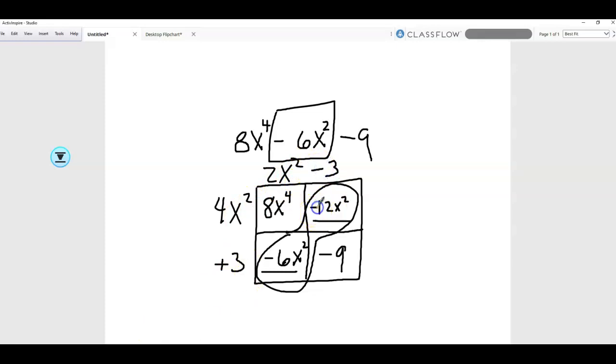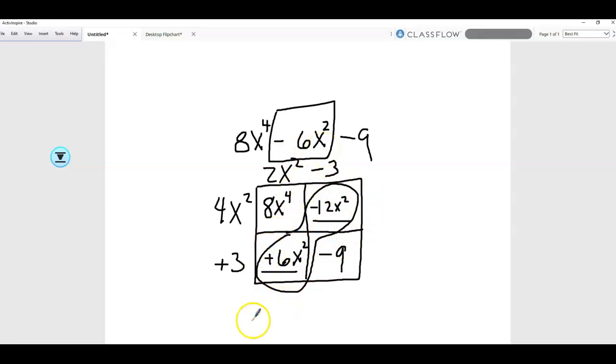That way the 12 comes out negative now. The 6 comes out positive, which reverses the signs. And now we have our solution. 4x squared times 2x squared makes 8x to the fourth. 4x squared times negative 3 makes negative 12x squared. 3 times 2x squared gives me 6x squared. And 3 times negative 3 is negative 9. And when we combine these two numbers in the middle, we get negative 6x squared.